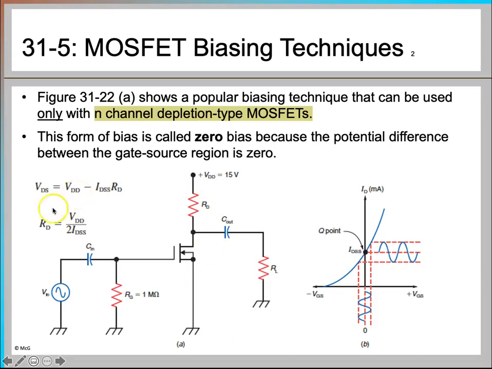In this type of biasing technique, it is common to select RD, the drain resistance, using this formula: RD is equal to VDD divided by 2 IDSS. I think we have covered this already in the second lecture, how to calculate it and what the conditions are for it.